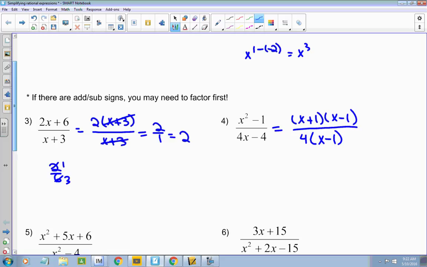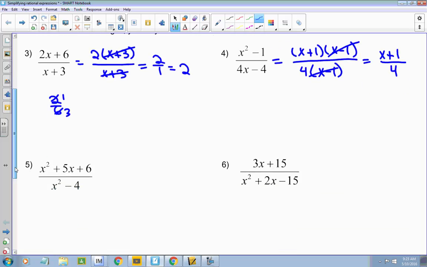So I factor the numerator, I factor the denominator. Now I look to see if there's anything that cancels. Can I cancel anything? The x minus 1 cancel. Okay, and so that leaves me with x plus 1 on the top and 4 on the bottom. Any questions on that? Is this coming back to you? Did y'all do this in Algebra 1? A little bit, maybe? Okay.